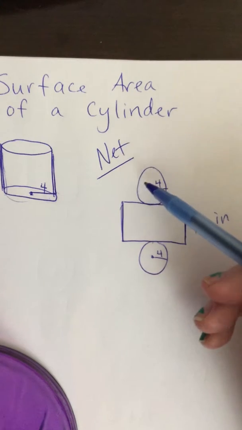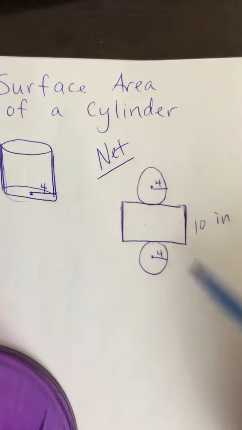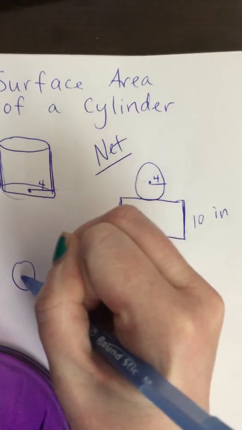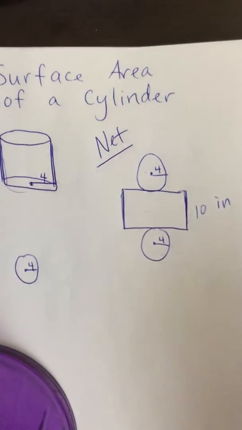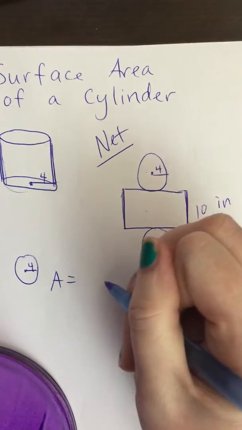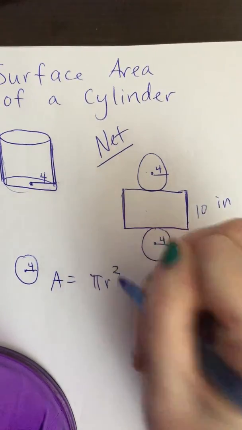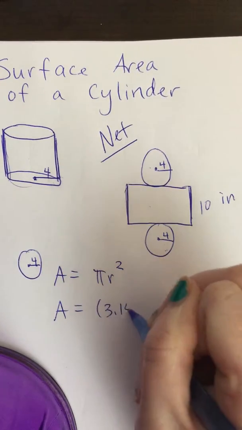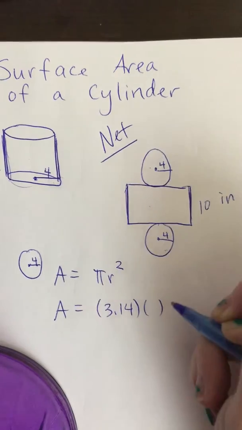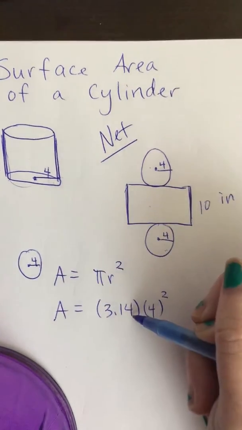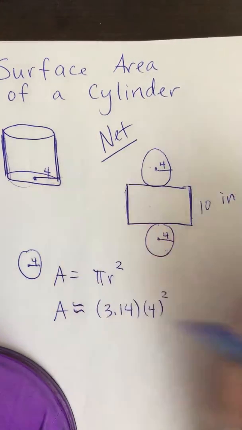All right, so now what we're going to do is find the surface area. Surface area is just finding the area of this, this, and this, and adding them all up. Seems pretty easy, right? Well, let's see. Let's find the area of the circle first. That might be a little bit easier to do. So you have to remember the formula for the area of a circle, and that's pi r squared. So the area would be pi is 3.14, and the radius is 4, and we're going to square it. And we are estimating this pi, so we're going to make it approximately.